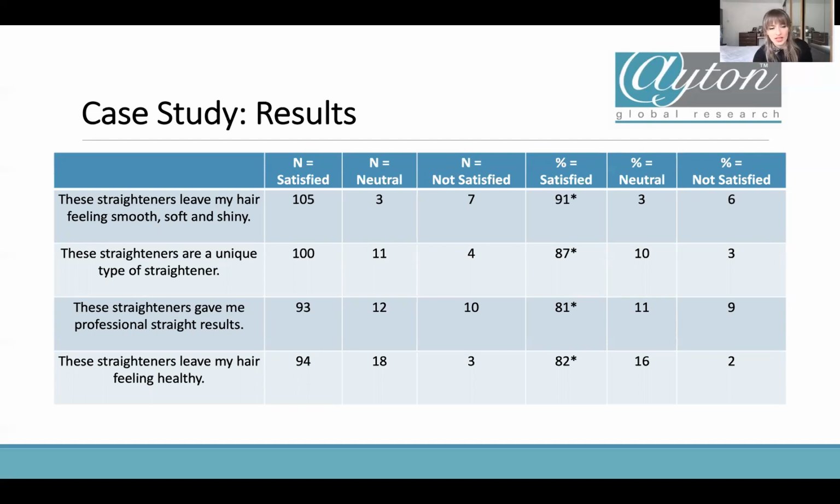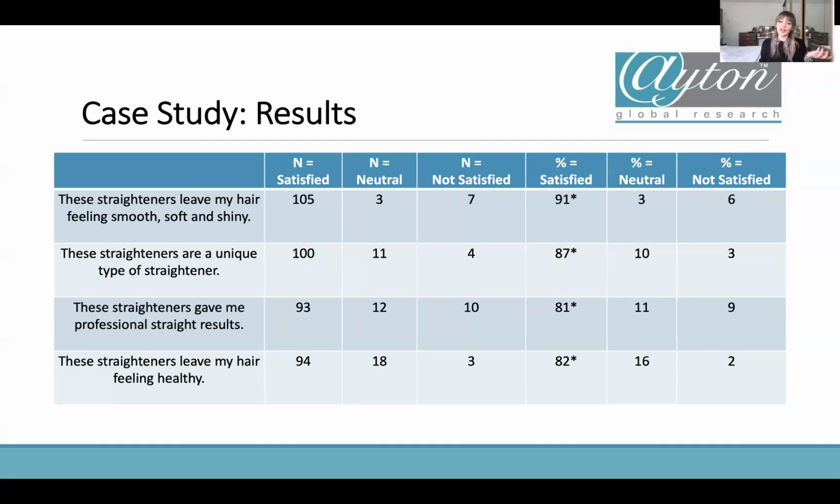So to give you an idea of how these claims were worded, we've got 91% of people said the straighteners leave their hair feeling smooth, soft, and shiny. So those are lovely words that are really nice for the consumer to agree with. And again, they're giving us their real opinion of this hair, not just being straight, but looking really nice, shiny and healthy.